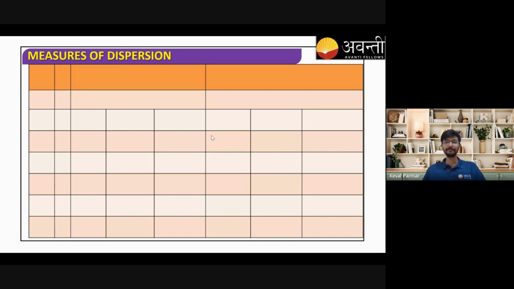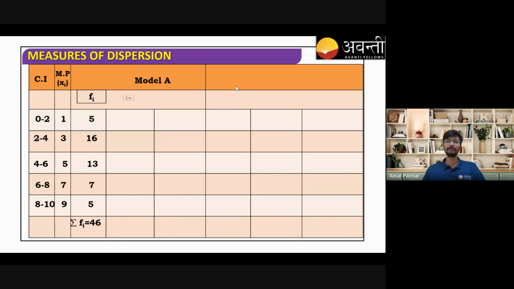Here is the table. Pretty huge. CI, the class interval: 0 to 2 years, 2 to 4, 4 to 6, 6 to 8, and 8 to 10. Next, midpoint. We know that when class intervals are given, we need the midpoint for calculation of xi. So 1, 3, 5, 7, and 9. Next is model A. For model A we have fi. How many of them were there? 5, 16, 13, 7, and 5. Summation fi is 46.